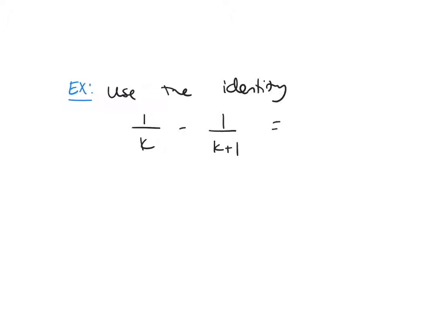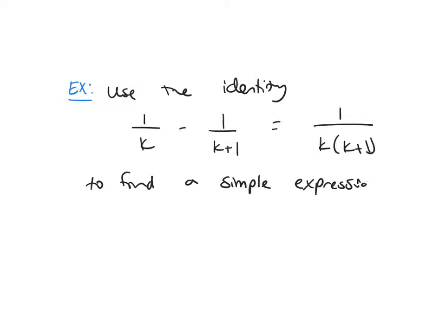Let's do one more summation problem. Use the identity 1 over k minus 1 over k plus 1 is 1 over k times k plus 1, to find a simple expression for the summation of 1 over k times k plus 1.